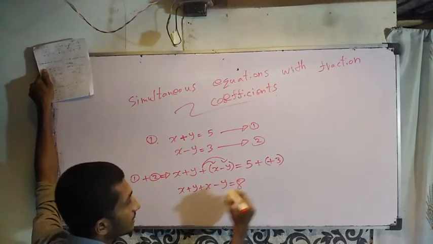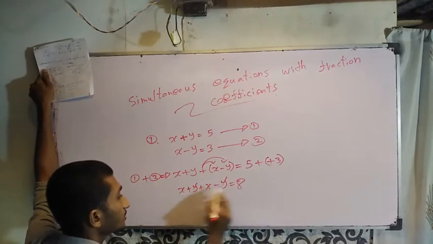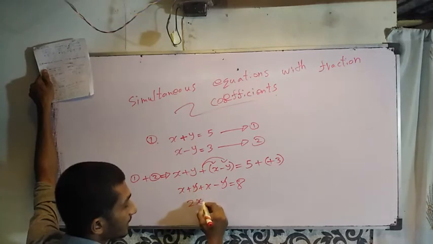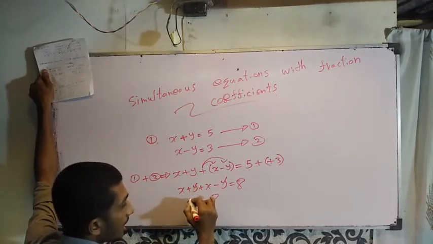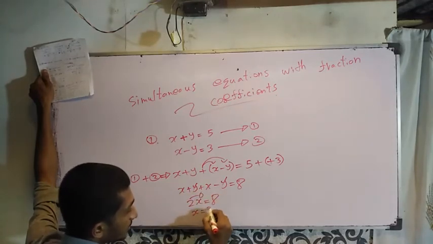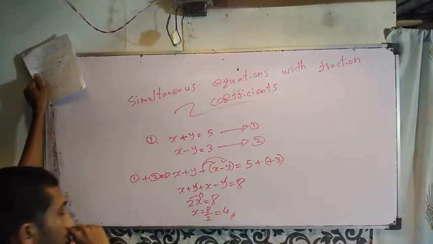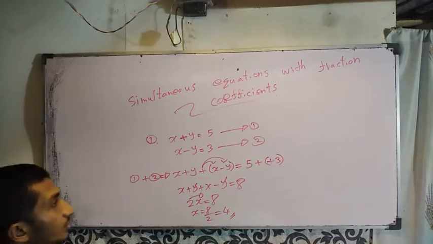You know it is 8. Now you can cancel this positive y with minus y, and you can simplify x and x, so 2x is equal to 8. After you move this 2 from this side to the other side, it should go to the bottom. Now 8 over 2 is equal to 4. Now you already know the answer for x.